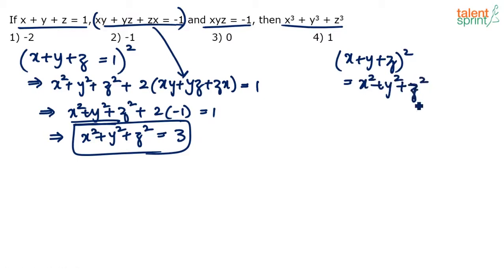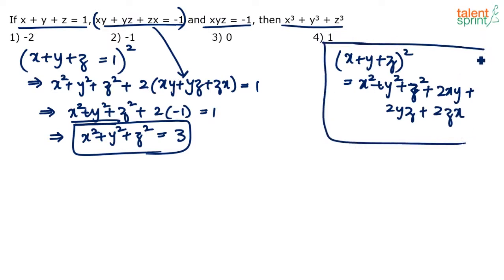A plus b plus c the whole square. So x squared plus y squared plus z squared plus 2xy plus 2yz plus 2zx. So this is one thing that we have used, and now we are going to use one more formula, one more standard formula. Let's look at that.